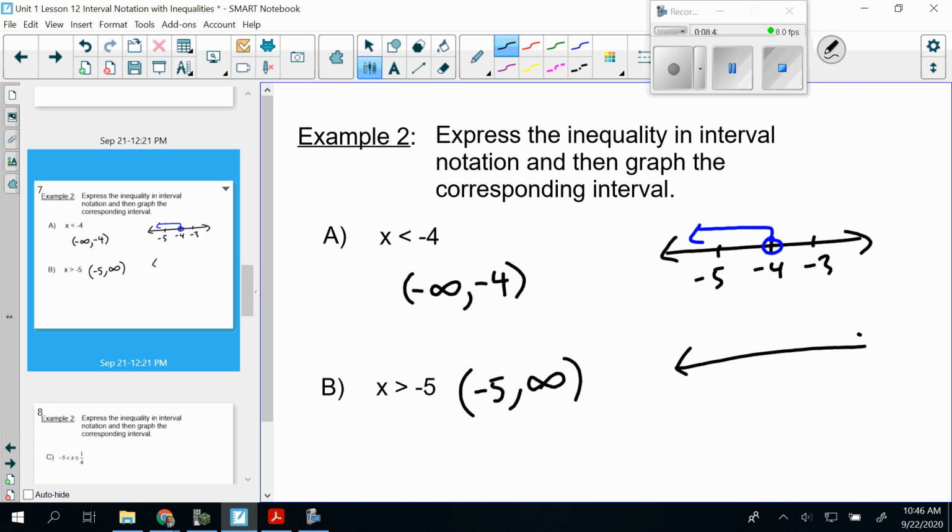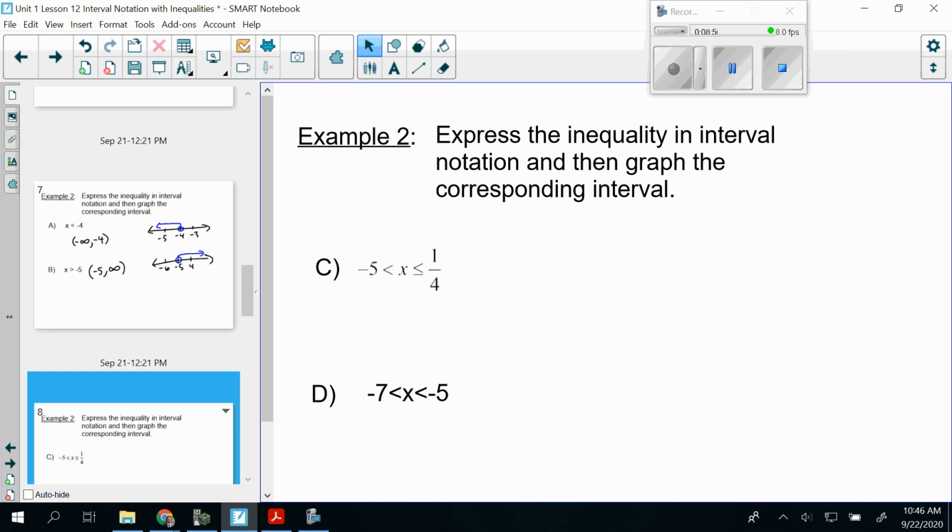Graph on this one would look something like this, where we got open circle at -5. We're not counting that, and we're going right because we're getting bigger. C and D here, they want the interval notation for both of these two.